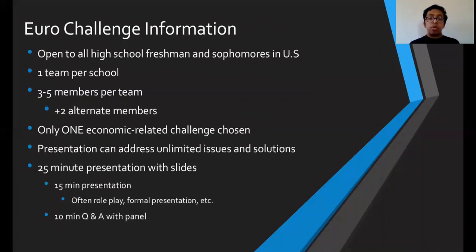So each school can enroll one team, and each team can have 3 to 5 main members. Additionally, each team is allowed 2 alternate members. These alternates are allowed to participate in the research and the formation of your presentation, but they are not allowed to present in the competition. Only the 3 to 5 members that are your main members for your competition can present. However, an alternate member may substitute one of the main members that would be presenting if it is needed.